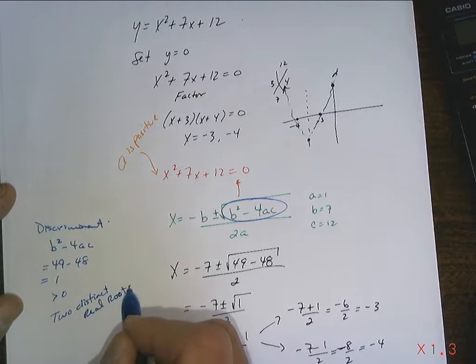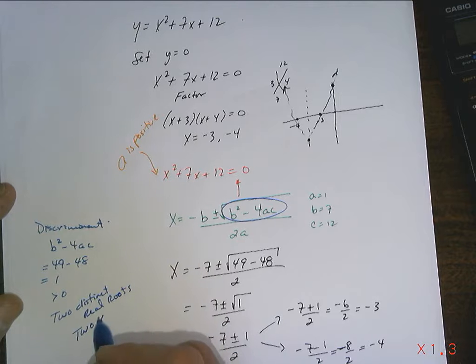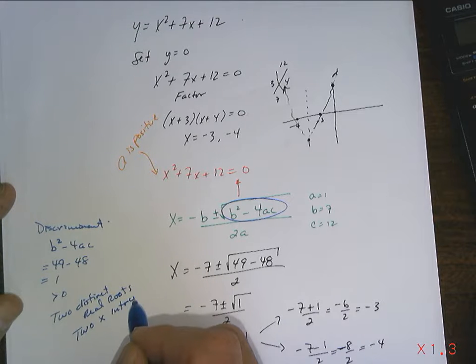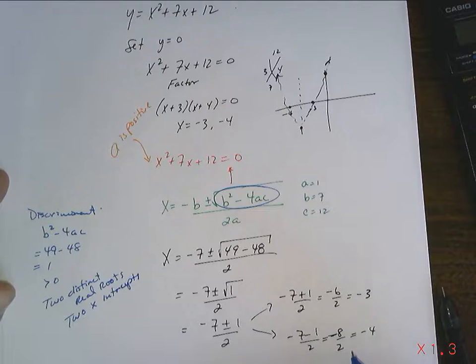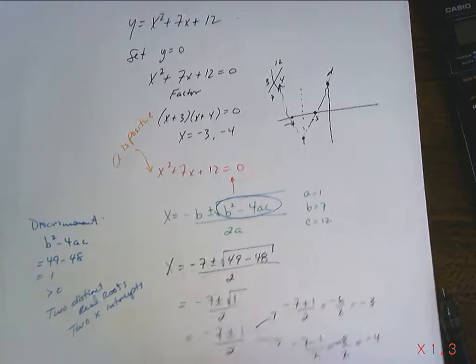And that translates into two x-intercepts. And as we can tell, that's exactly what we had with this question. So just putting that all in together so that we can see it. Let's take a look at another example.